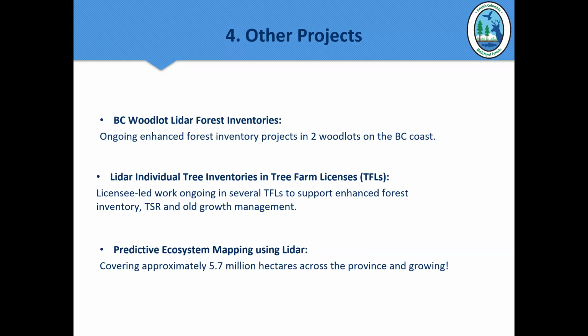The LiDAR individual tree inventories are popular in the tree farm licenses across BC. This is all licensee-led work ongoing in several TFLs to support enhanced forest inventory, timber supply review, and old growth management. And the last one here is the predictive ecosystem mapping using LiDAR across the province. Right now, that project has included about 5.7 million hectares of LiDAR in different areas. And we're hoping to ramp that up once the collection is complete to have wall-to-wall provincial coverage of the predictive ecosystem mapping.